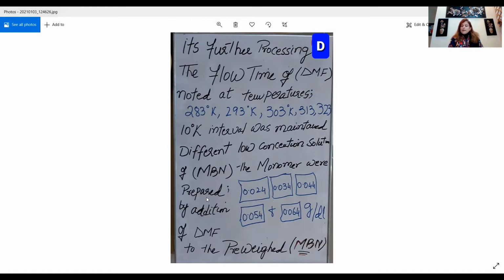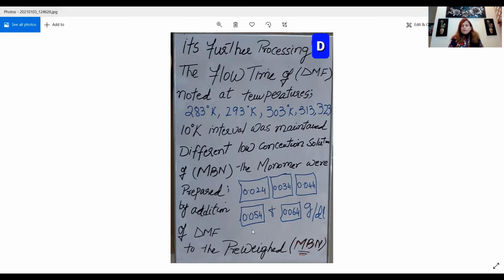The monomer solutions were prepared by adding DMF to the pre-weighed ambient. Now, as I have mentioned earlier, this monomer ambient was a difficult compound to dissolve in any of the common organic solvents. So I have chosen DMF, and very low concentrations were used just because of its poor solubility, even in DMF.